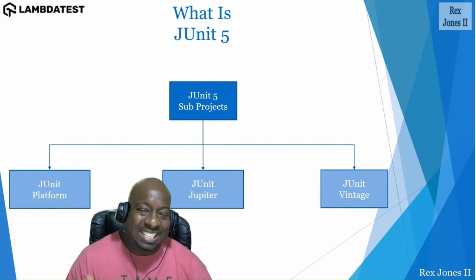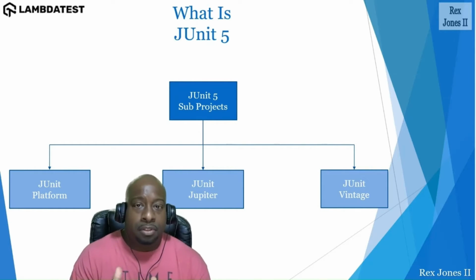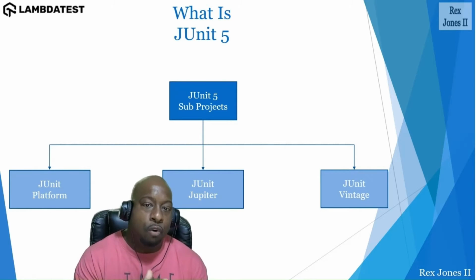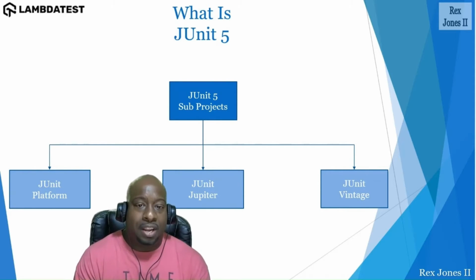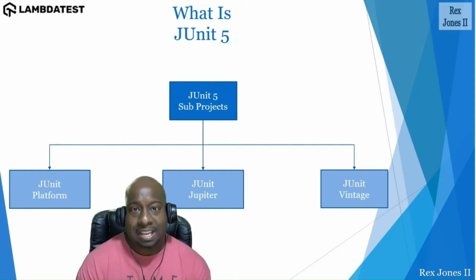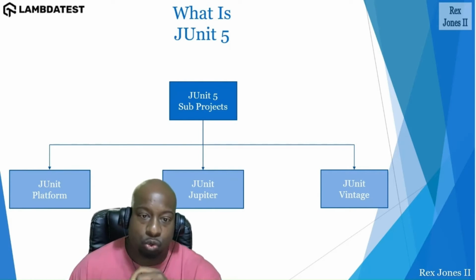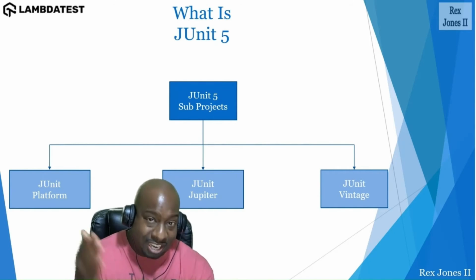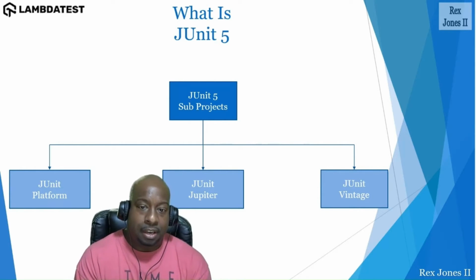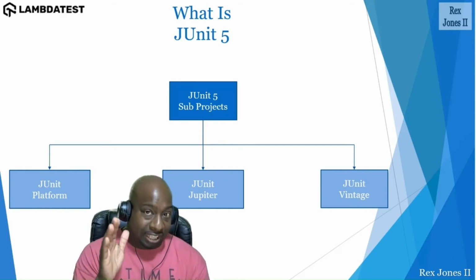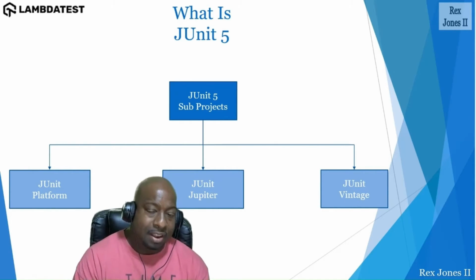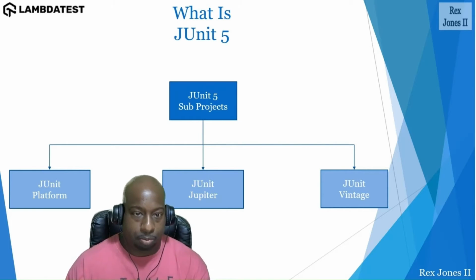When it comes to the test engine, each project has a different responsibility. The JUnit Platform is responsible for defining the test engine for creating our test framework. However, JUnit Jupiter and JUnit Vintage supply our test engine for running the test scripts. The difference between JUnit Jupiter and JUnit Vintage is that JUnit Jupiter runs JUnit 5 test scripts, while JUnit Vintage runs JUnit 3 and JUnit 4 test scripts.